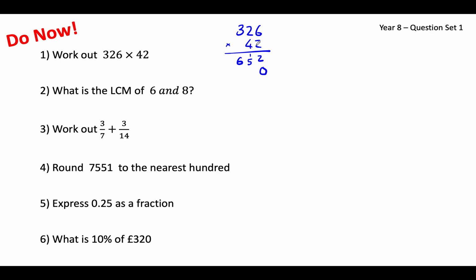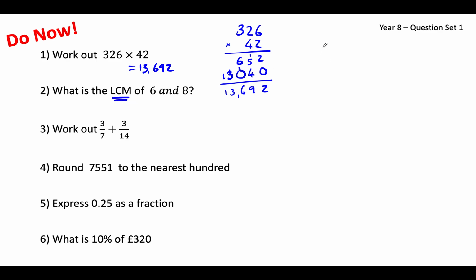Now 4 times 6 is 24, so the 2 needs to carry across to the next column. 4 times 2 is 8, but add the 2 to it and we get 10. So I'll carry the 1 across to the next column. Now 4 times 3 is 12, add 1 to it and we get 13. Okay, now if I add those two answers together I should have my final answer. 5 and 4 is 9, 6 and 0 is 6, and then 3 and 1. It's 13,000, let's put the answer up here, 13,692.